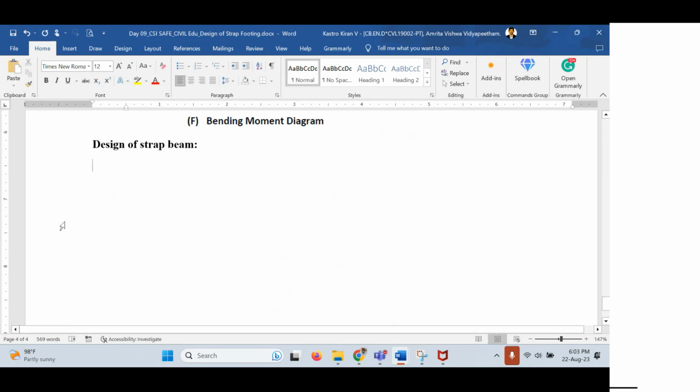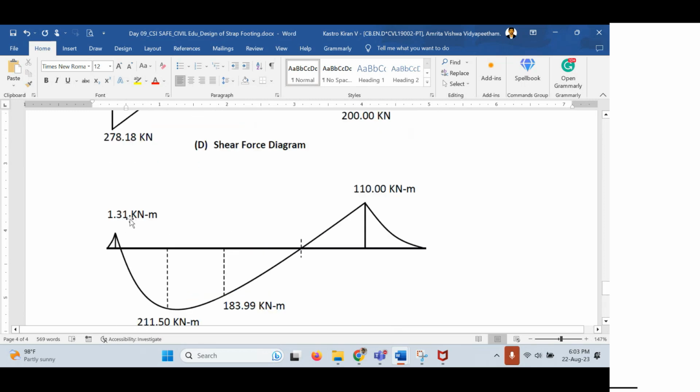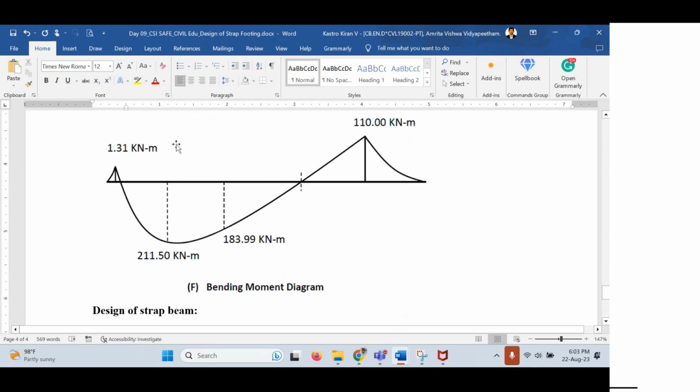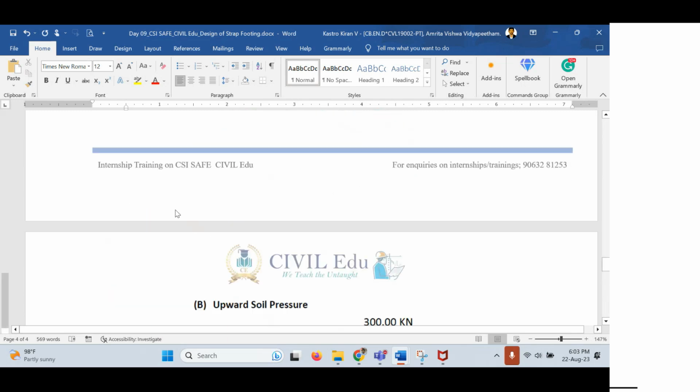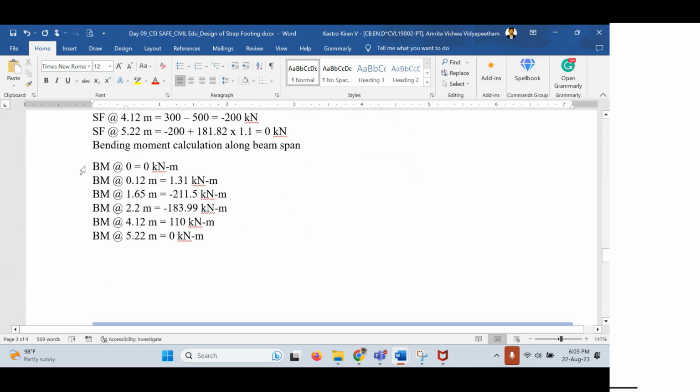Right. So now what is the maximum moment that we have here? If you look into the bending moment diagram, or the bending moment values, what is the maximum moment that we have among all these values? Forget about the sign convention. We should not bother about the sign convention. The maximum moment that we have is 211.5 kilonewton meters. This is the maximum moment.